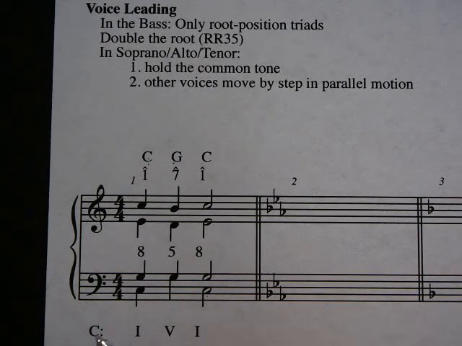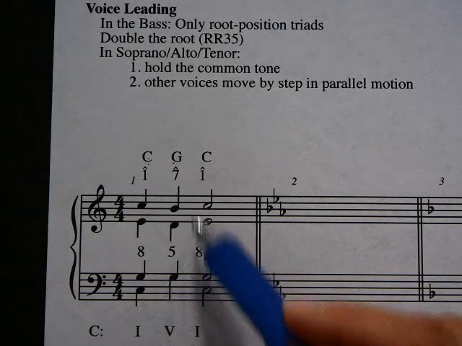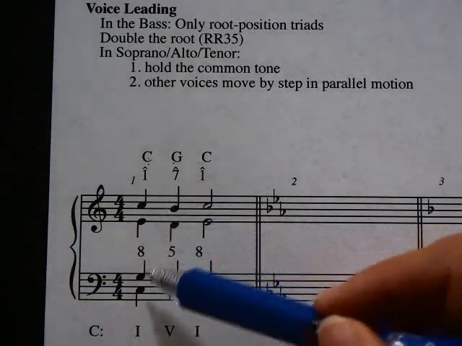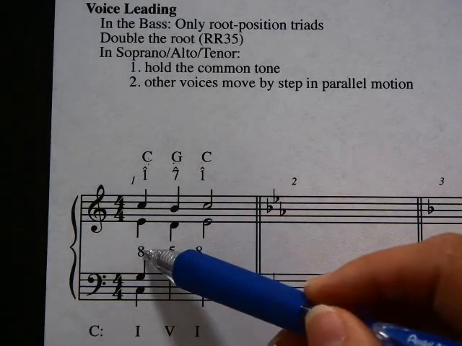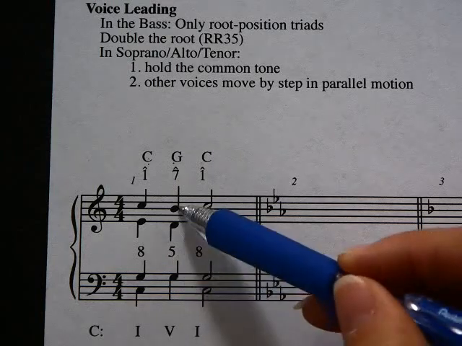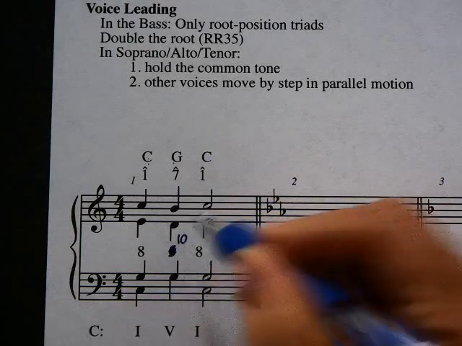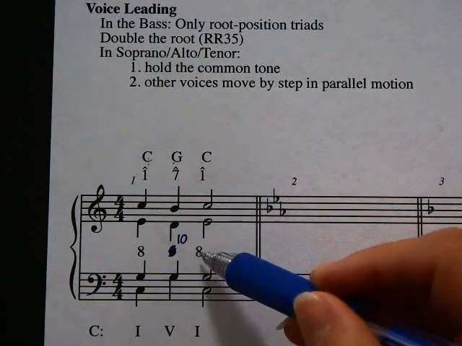So in the key of C, C, E, G is a 1 chord. In the key of C, G, B, D is a 5 chord, and then we're returning to 1 chord. Label the interval between the soprano and the bass. C to C is an octave. G to B, that is a 10, that is not a 5. Fix that, please. C to C, octave.